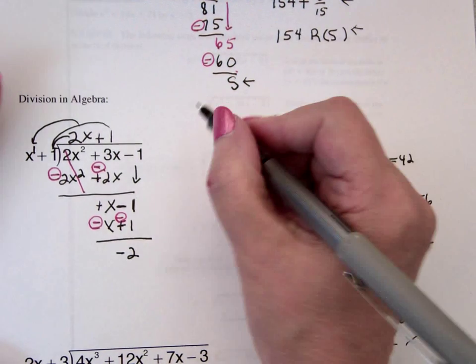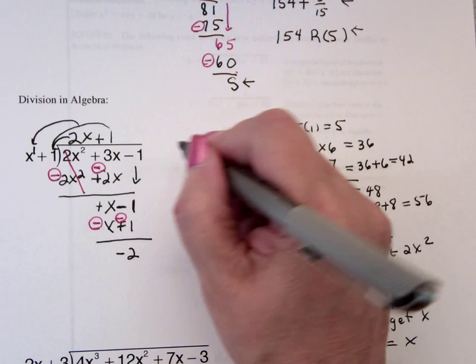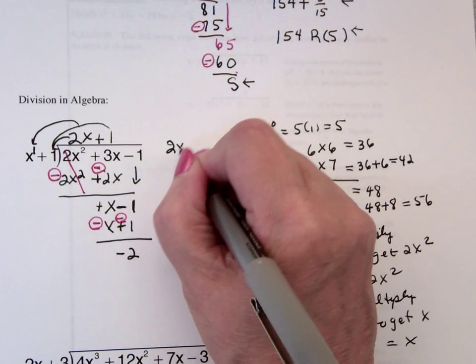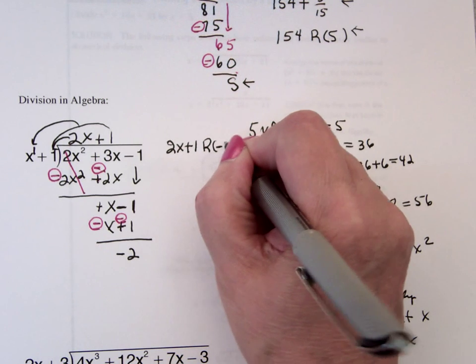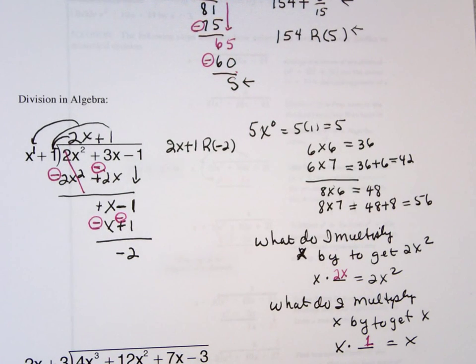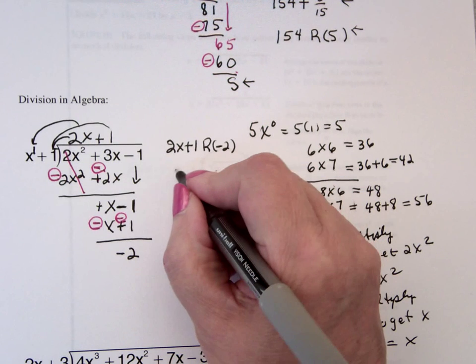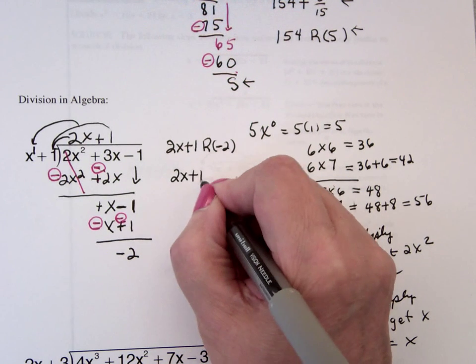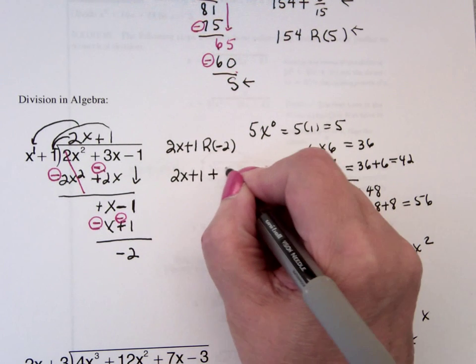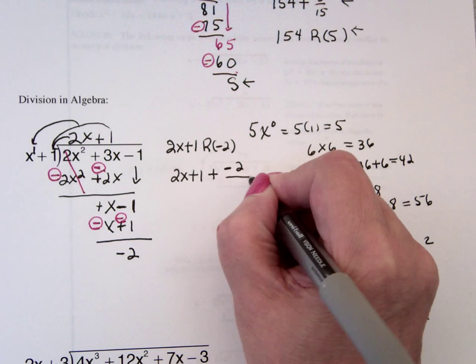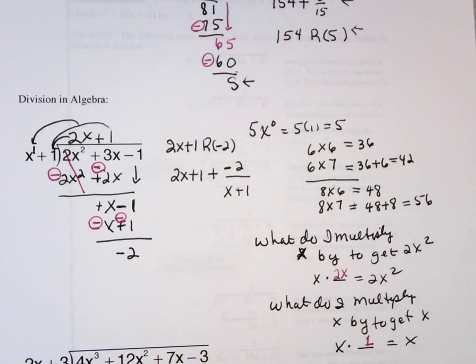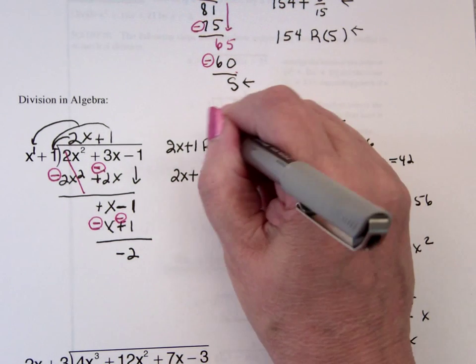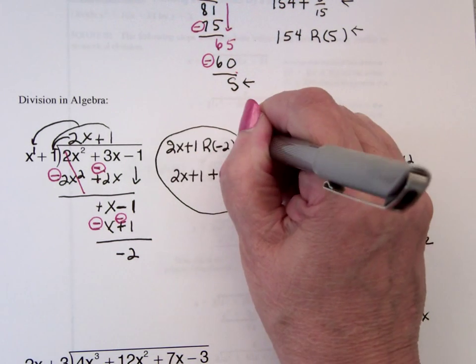So what's my answer? My answer can come in several forms. 2x plus 1 with a remainder of minus 2. That's my favorite. Or 2x plus 1 plus the remainder over the divisor. Sometimes in calculus, that's what I have to use. Either one of these would be an okay answer.